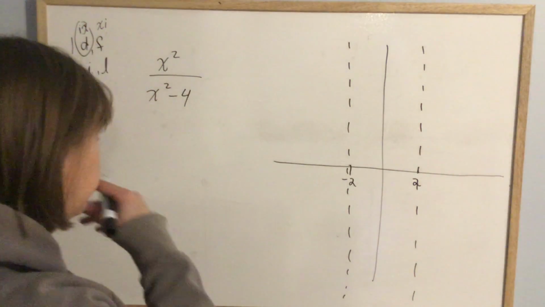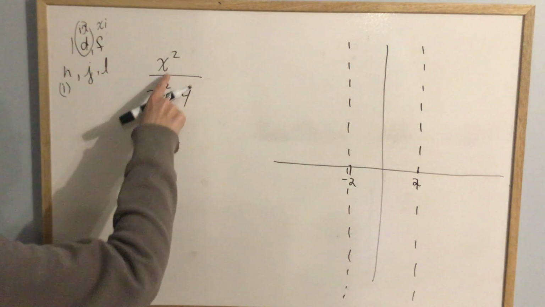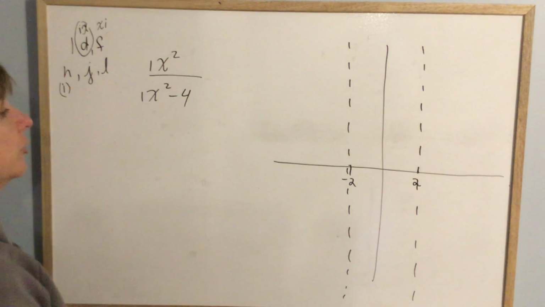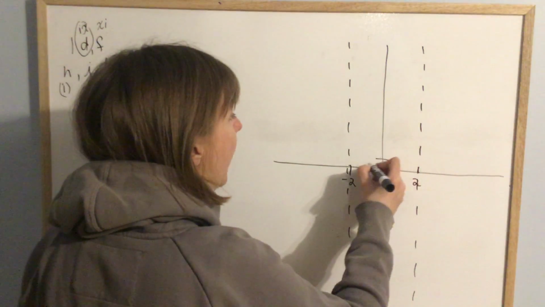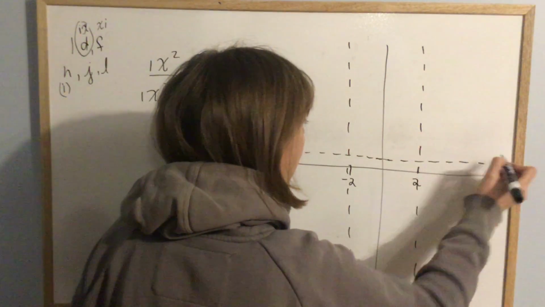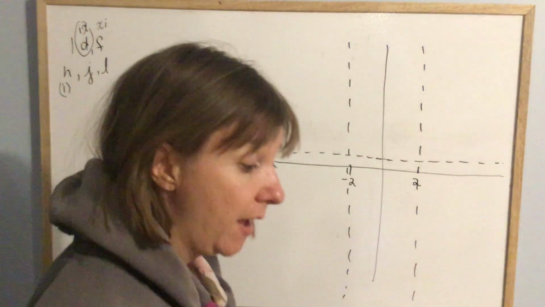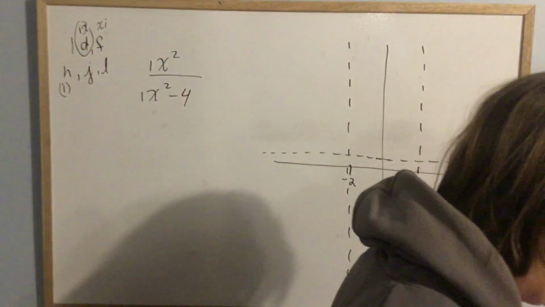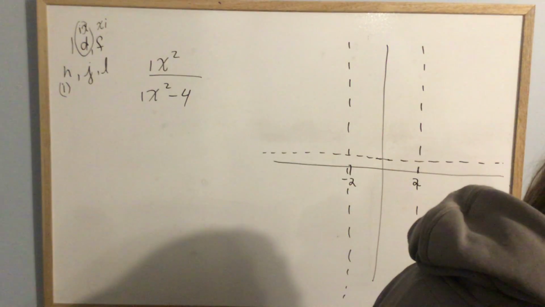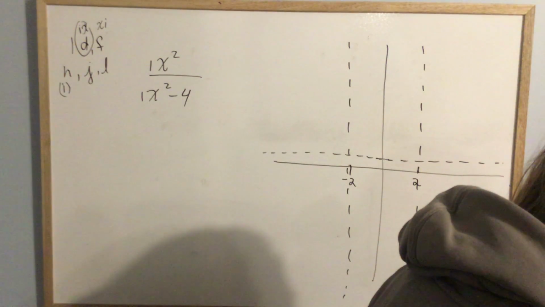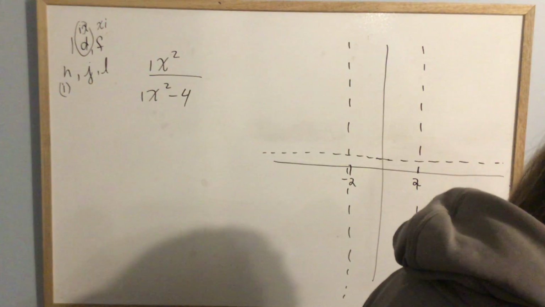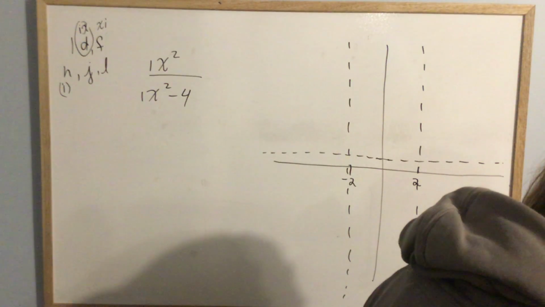Now, also the degree on the top and the degree on the bottom are the same. So I take the leading coefficients, 1 over 1. So at 1, there is a horizontal asymptote. Now that may knock some out for me. Yep, it looks like it knocks out number 3. It knocks out number 4.